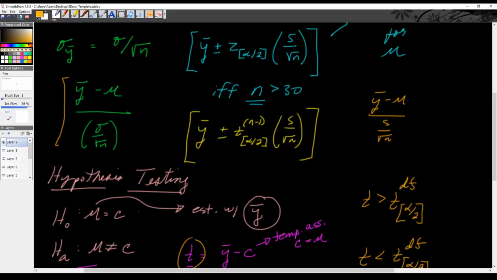So it follows that if the null hypothesis is true, then the population of all possible values of the test statistic t, equal to y bar minus c, our temporarily assumed value of mu, has a t distribution with n minus 1 degrees of freedom. So again, we can find those critical t's and compare the calculated t's to the critical t's to determine whether we should accept or reject a null hypothesis. So these are the steps to hypothesis testing.